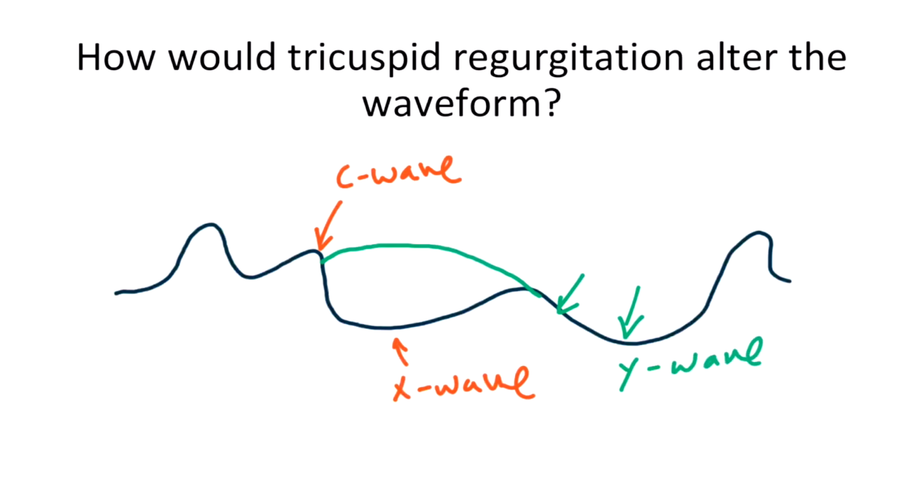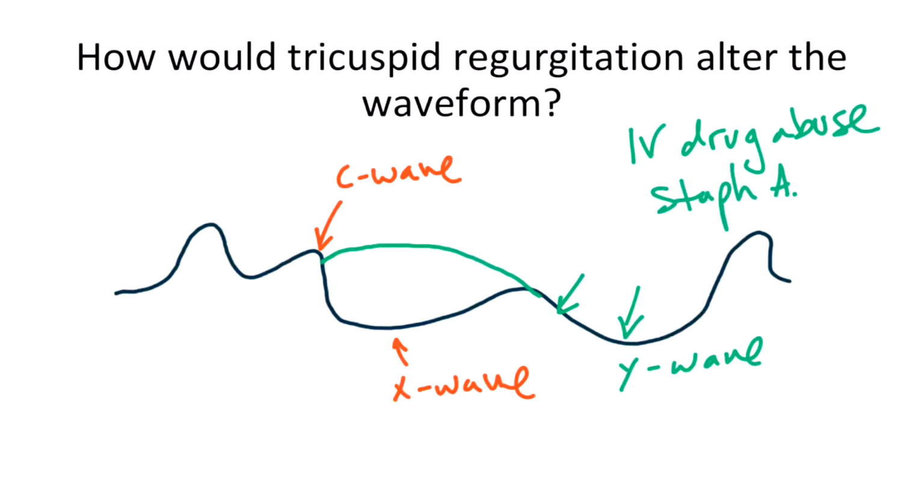While we're on the topic, do you remember any commonly tested causes of tricuspid regurgitation? IV drug abuse and Staph aureus. That concludes this section.